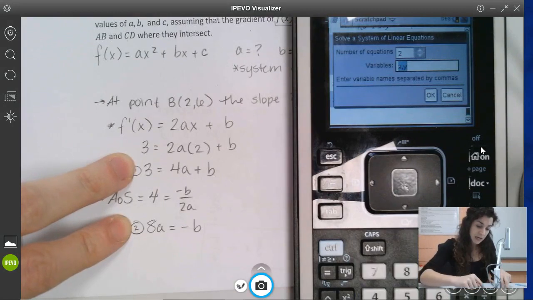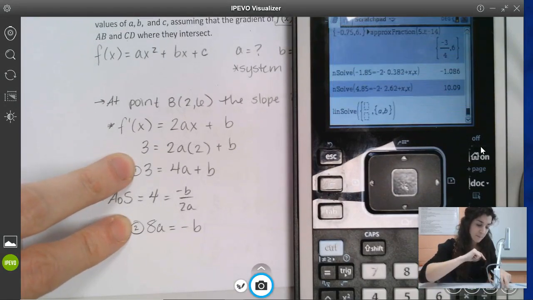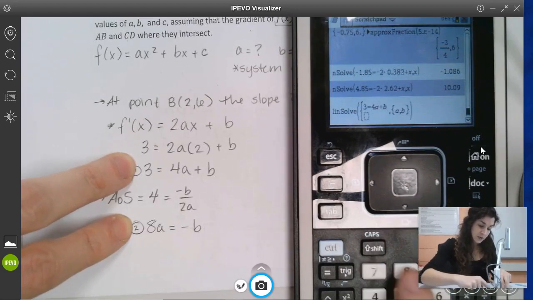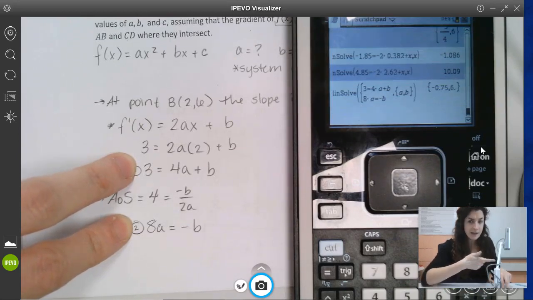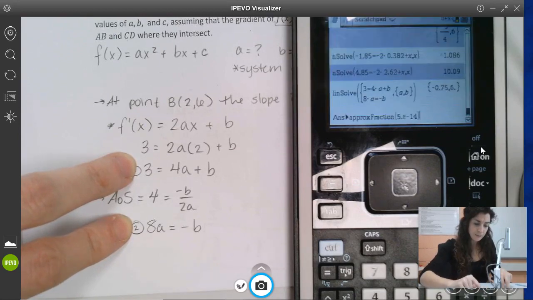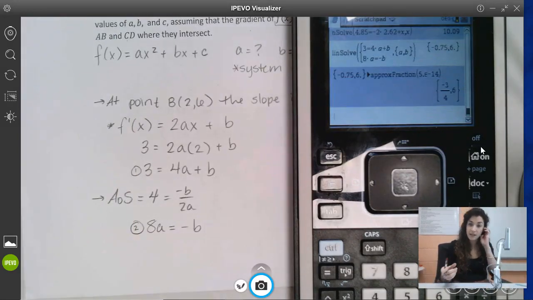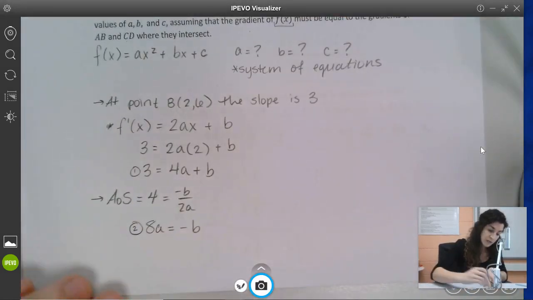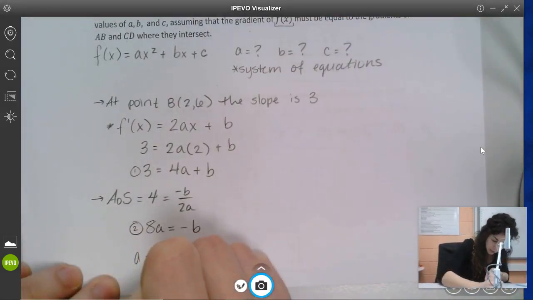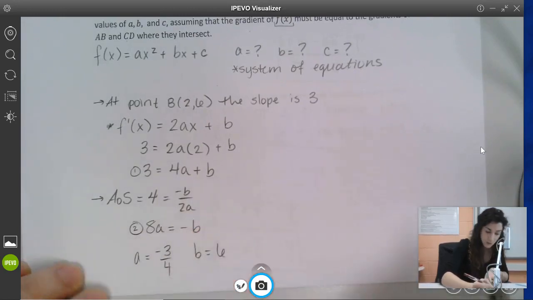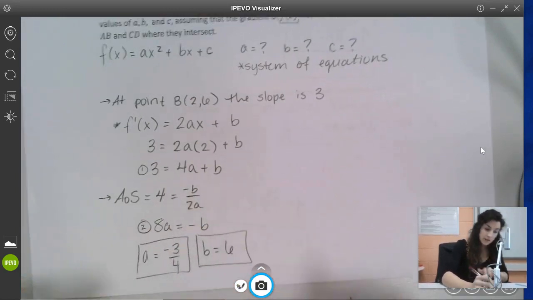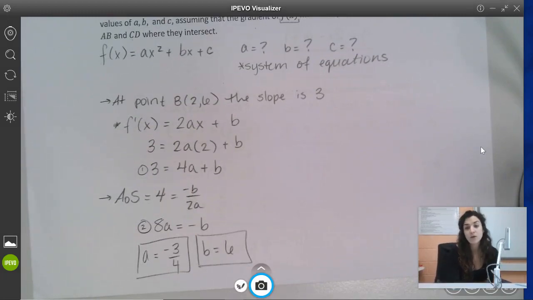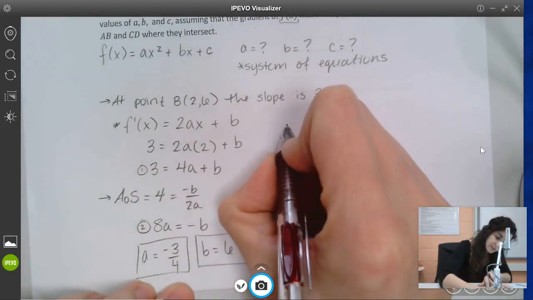I'm going to do 2, but I want to do A and B just because I like to stay consistent with that. So that's 3 equals 4A plus B. I can also do this by hand. If you feel comfortable in that, absolutely, you could totally just do it by hand. It gave it to me as a decimal. I didn't like it, so I put it into a fraction instead. We get that A is equal to negative 3/4. And we get that B is equal to 6. Okay. So we have solved for 2 of our unknowns. We now need to solve for the third unknown.